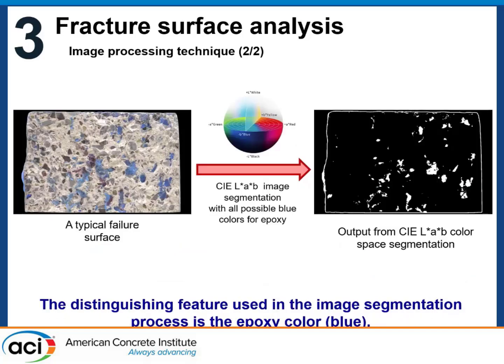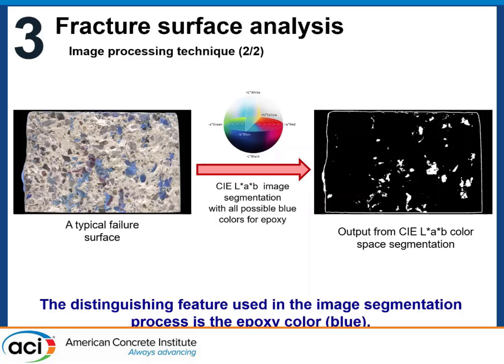Here's a photograph of a typical failure that you will probably see. This is a 3-point bending test. Notice the small areas in blue. That's the epoxy peeking through, and then you have concrete. Then we use this CIE Lab image segmentation to identify all these small areas of blue and all the variations of blue, and we identify those as areas where there is epoxy.